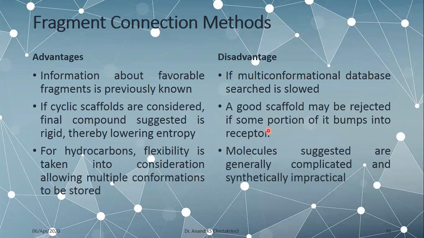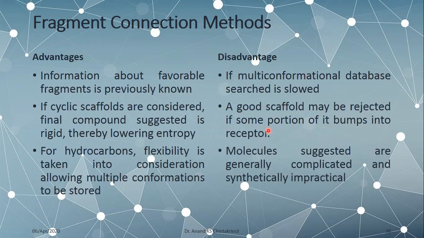So what are the advantages? The information about the favorable fragment is previously known. So in this method, you are connecting the previously known fragments, so the time is saved. If cyclic scaffolds are considered, the final compound suggested is rigid, thereby lowering the entropy. So generally, the rigid compounds have lower entropy. So that means it would again contribute to the delta G of the binding.